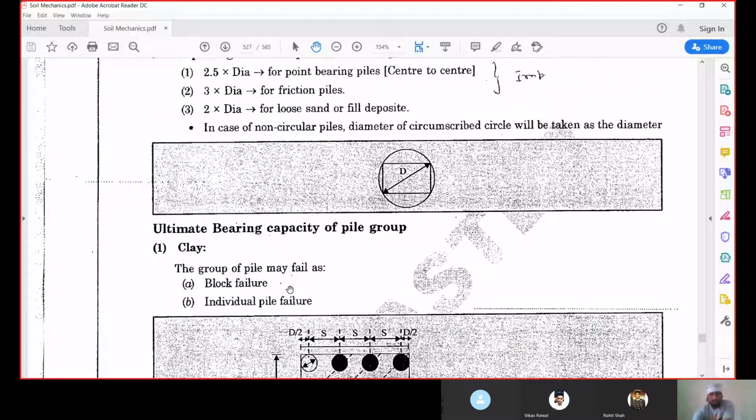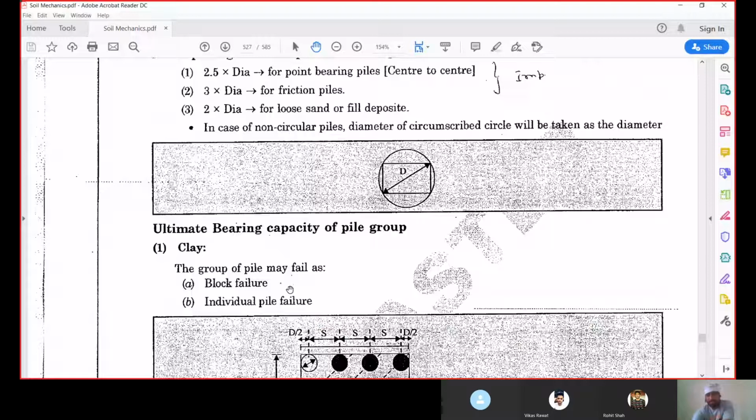This is Cub into Nc into base area of block plus alpha Cu multiplied by perimeter of block into length of pile. This formula is similar to what we have read earlier. This is Nc into A, this is for the end bearing, right? This is Cub, cohesion at the base of pile, right? This is Nc multiplied by the base area of that particular block.